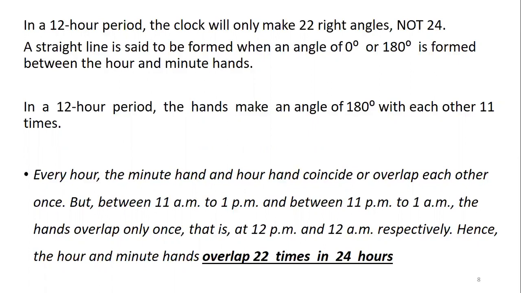Now there is another well-known position. What is that? The minute hand and hour hand are in a straight line. A straight line is of 2 types. What is that? One is coinciding or overlapping. The best well-known example is 12 o'clock.